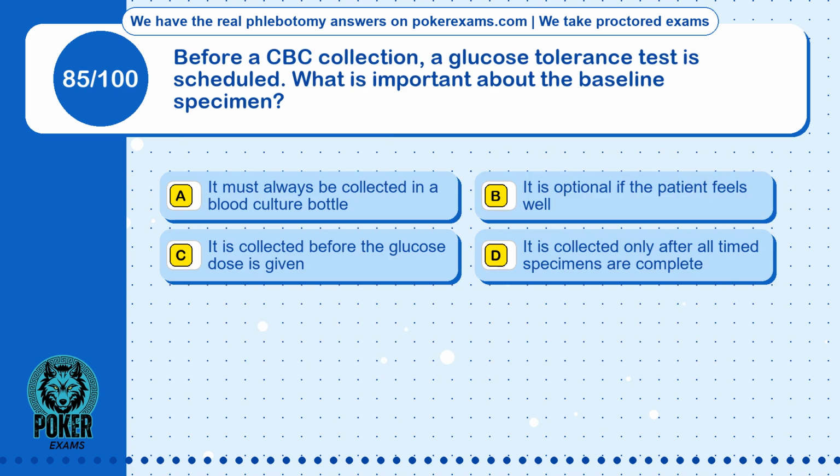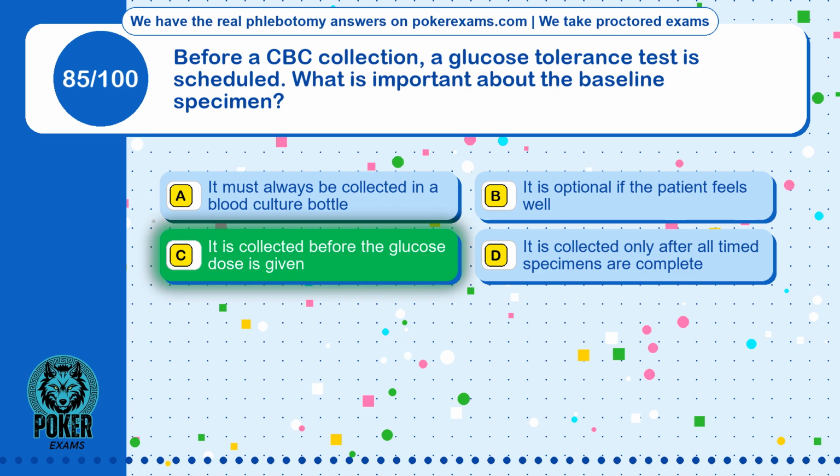Question 85. Before a CBC collection, a glucose tolerance test is scheduled. What is important about the baseline specimen? Option A. It must always be collected in a blood culture bottle. Option B. It is optional if the patient feels well. Option C. It is collected before the glucose dose is given. Option D. It is collected only after all timed specimens are complete.